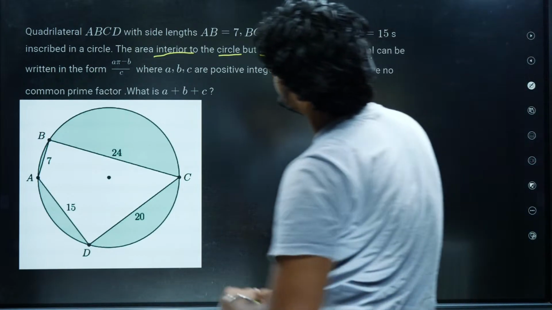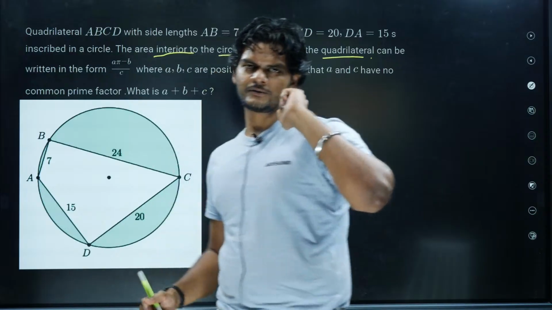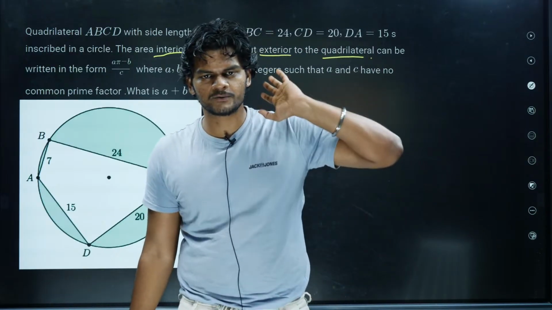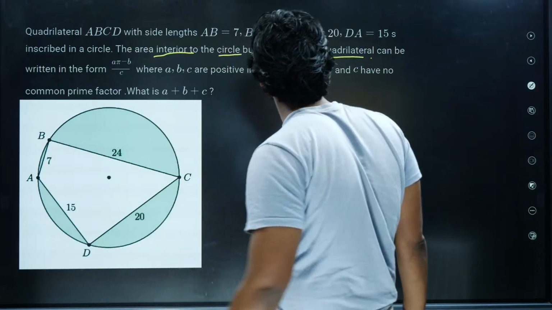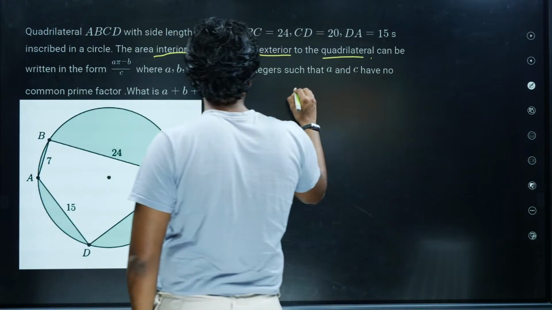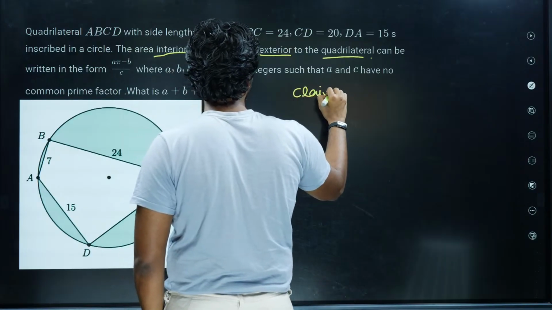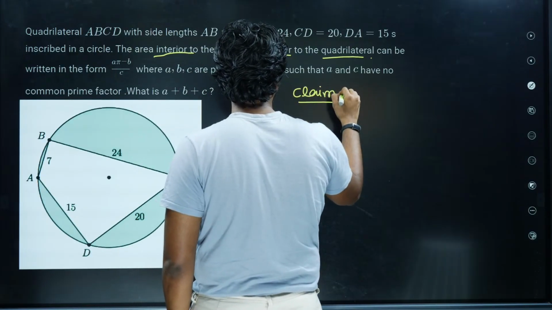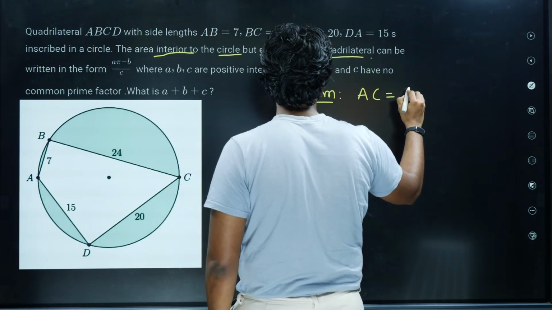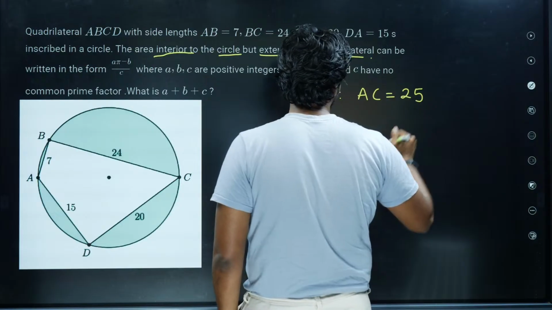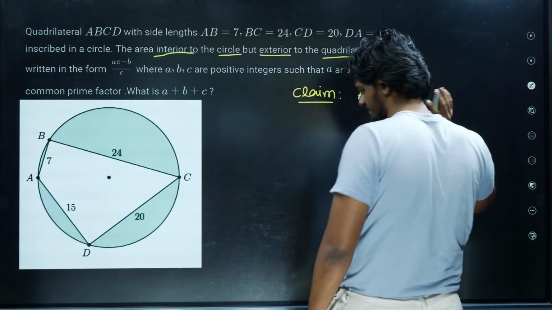You see, this question requires a little bit of cosine rule. I hope everyone remembers cosine rule. Okay. Because I'm going to claim something. I claim that AC is a diameter. AC is equal to 25. AC is equal to 25. That's the claim actually.